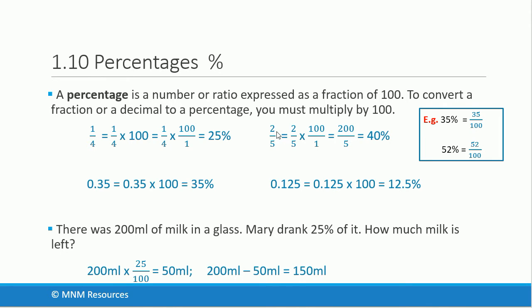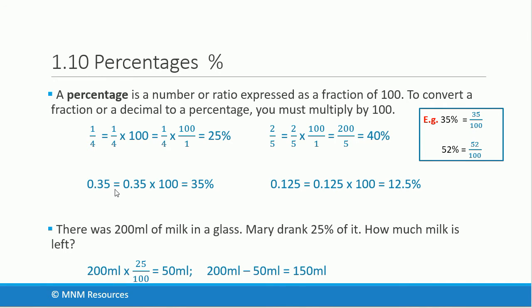Let's look at another example. 2 by 5. The fraction, we need to convert it into a percentage. So 2 by 5 times 100. Again, the 100 is written as a fraction where the whole number is the numerator and the denominator is 1. So you have 200 divided by 5, which is 40%.